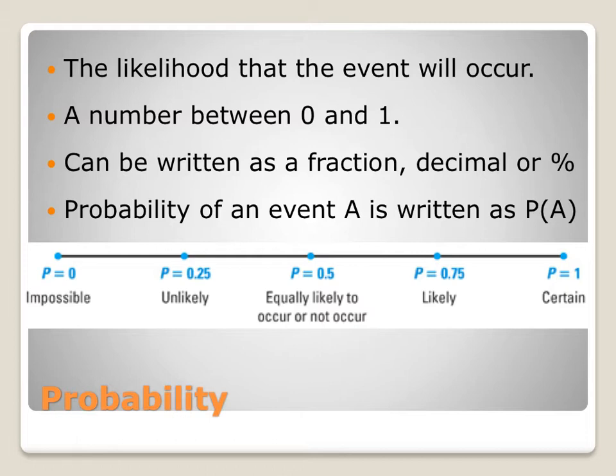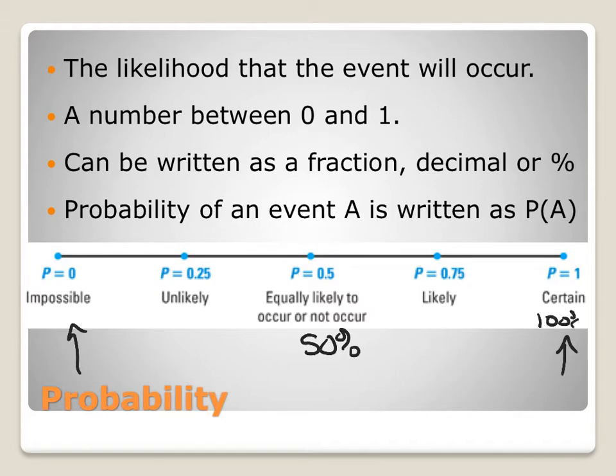Probability of an event A could be written as P, and then they put the A in parentheses. Here is like a number line. So again, probability is a number between 0 and 1. When you say that your probability is 0, that means that it's impossible. It's not going to happen. If the probability equals 1 or 100%, then it's for sure that it's going to happen. If it's in the middle and it's 0.5 or 50%, then it's equally likely to occur or not to occur.